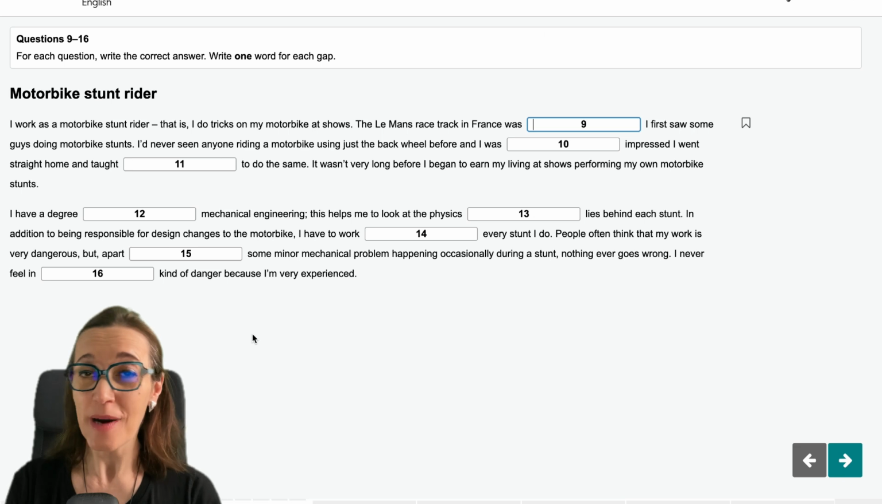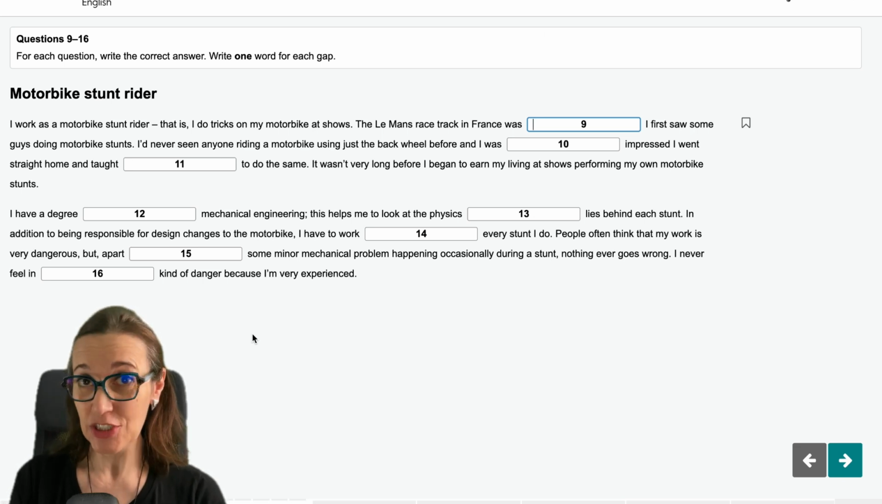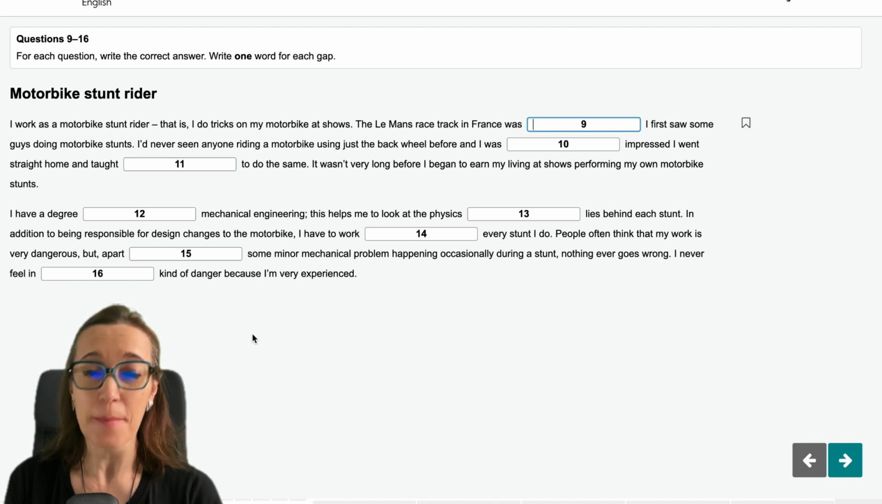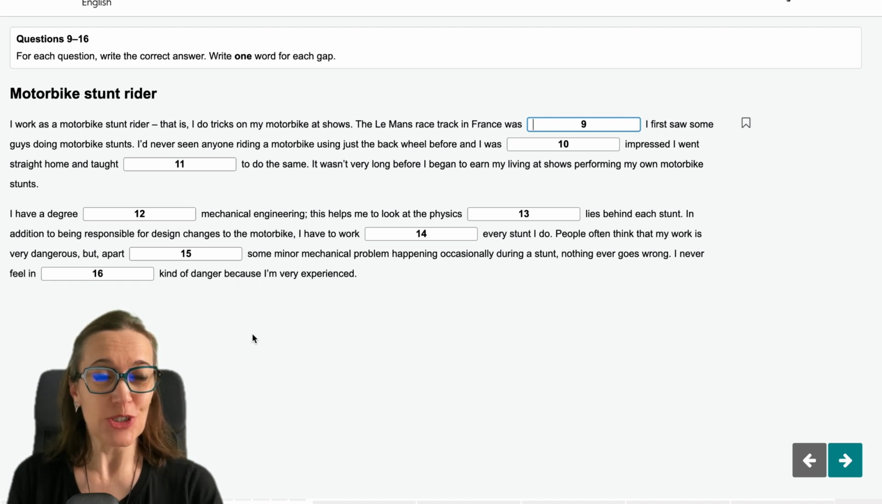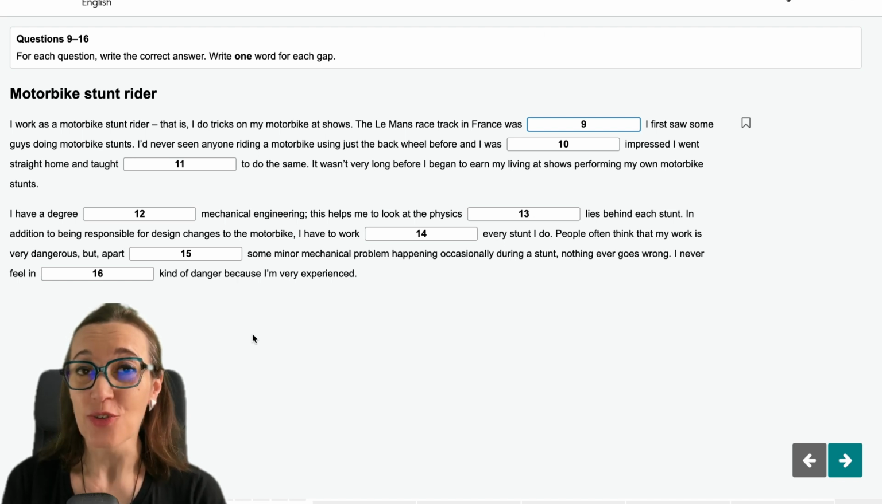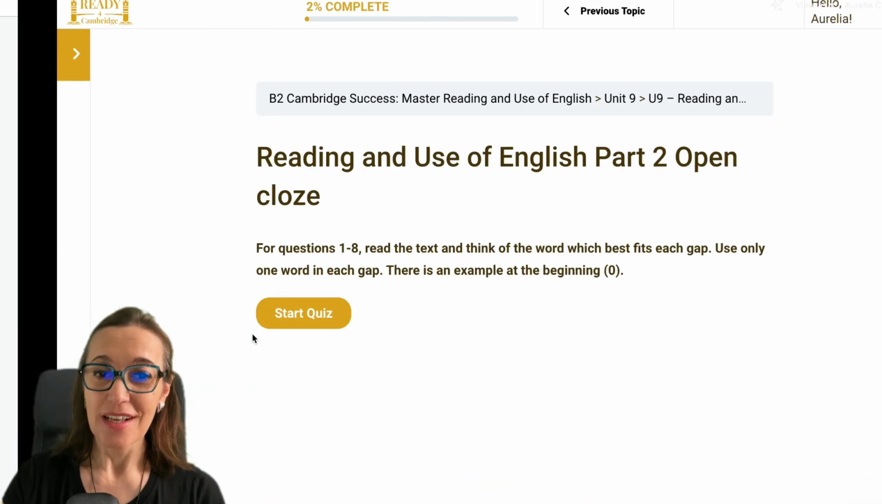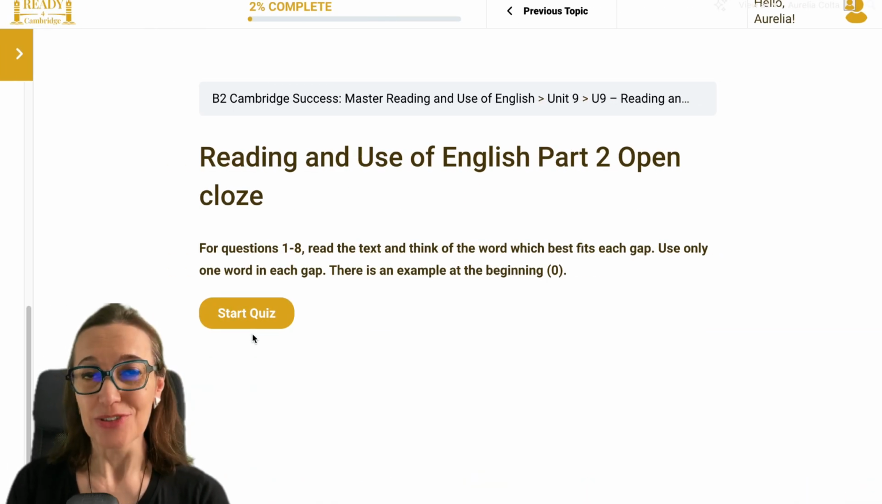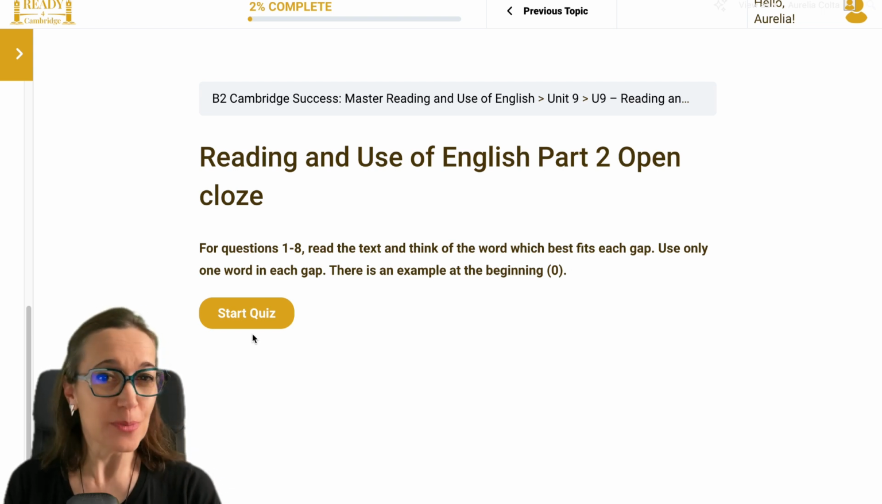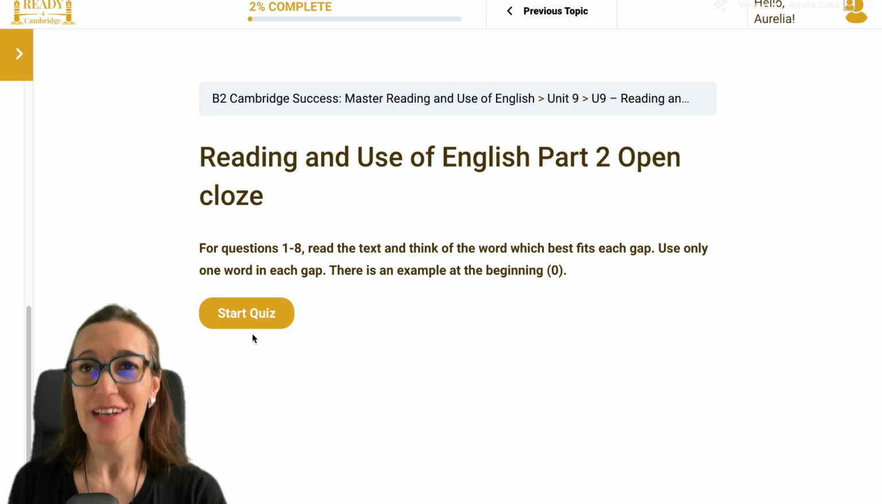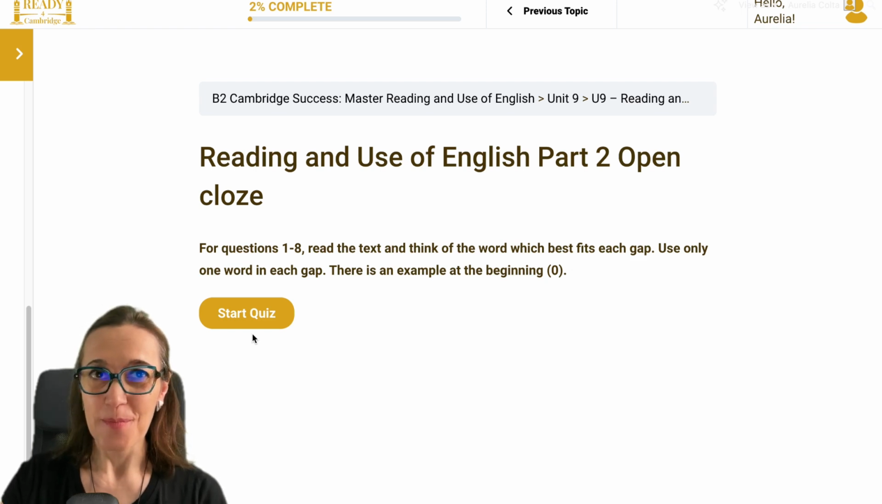Here is how Part 2 appears in the digital exam, but be it the digital one or the paper-based exam, its structure is this one. A short text, 8 gaps, no word choice, whose focus is on grammar and vocabulary. Now, back to our task. I'm going to think aloud, explaining every step so you can see how you must approach this type of task. Let's take it step by step.